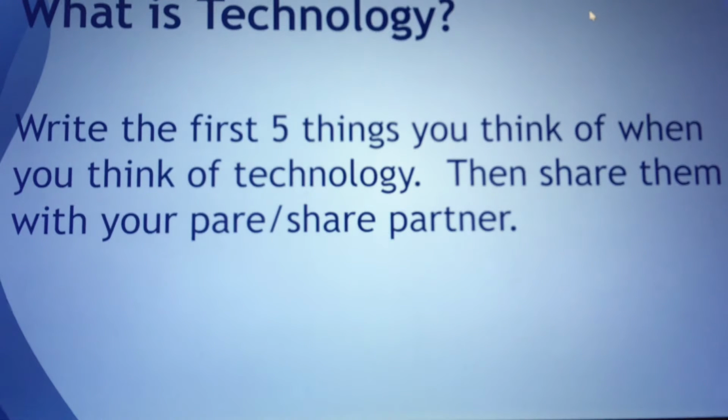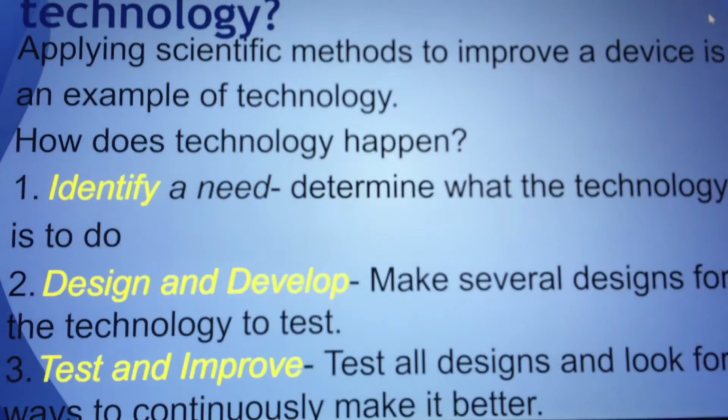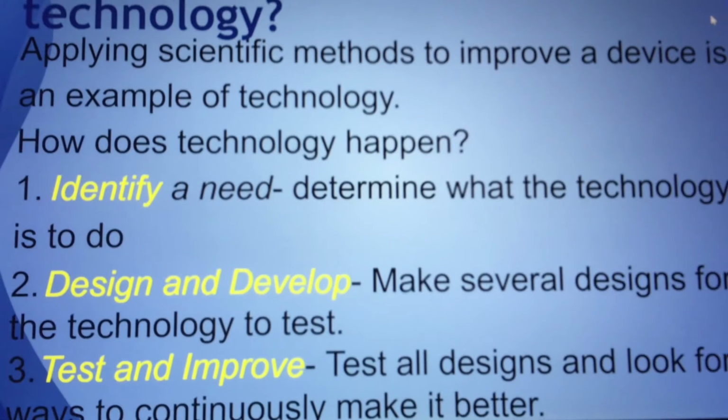So 5 things you think of with technology. I always get computers, I always get video games, I always get cell phones. But there's lots of technologies out there. It could be different types of cars over time, like hybrids and now the new electric cars. Those are all examples of technology too. How does science become technology? Applying scientific methods to improve a device is an example of how technology happens.